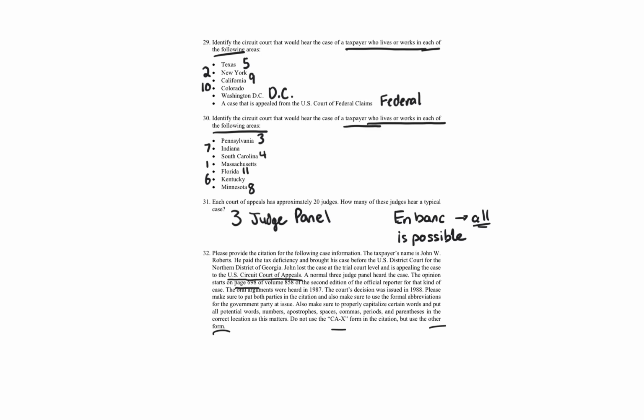We need to know that, of volume 858 of the second edition of the official reporter for that kind of case. So it's a U.S. Court of Appeals, and it's the second edition of the official reporter. So the reporter is the Federal Reporter, which is F., just like that. If it's a second edition, it's F.2d, no space. No spaces there. Let me make that a little bit clearer. There are no spaces, so it's F.2d.